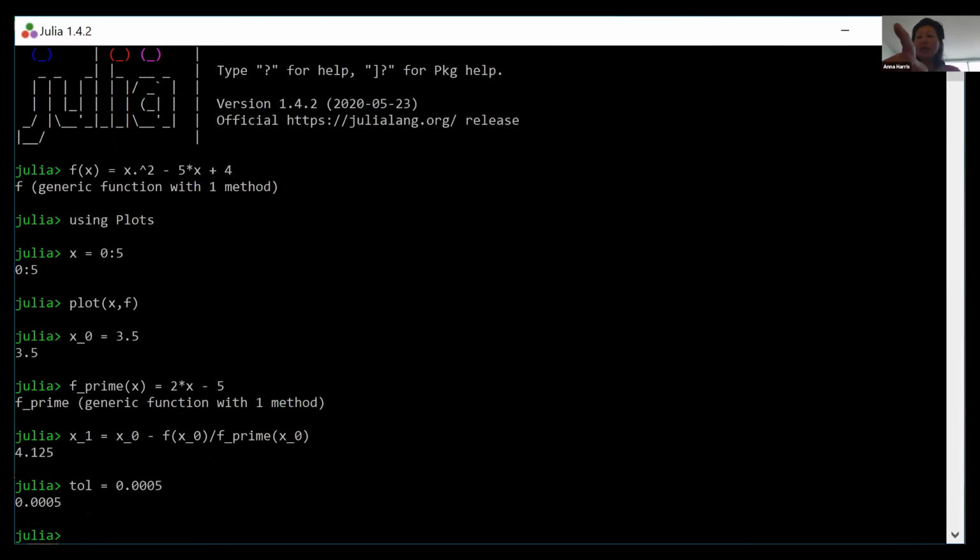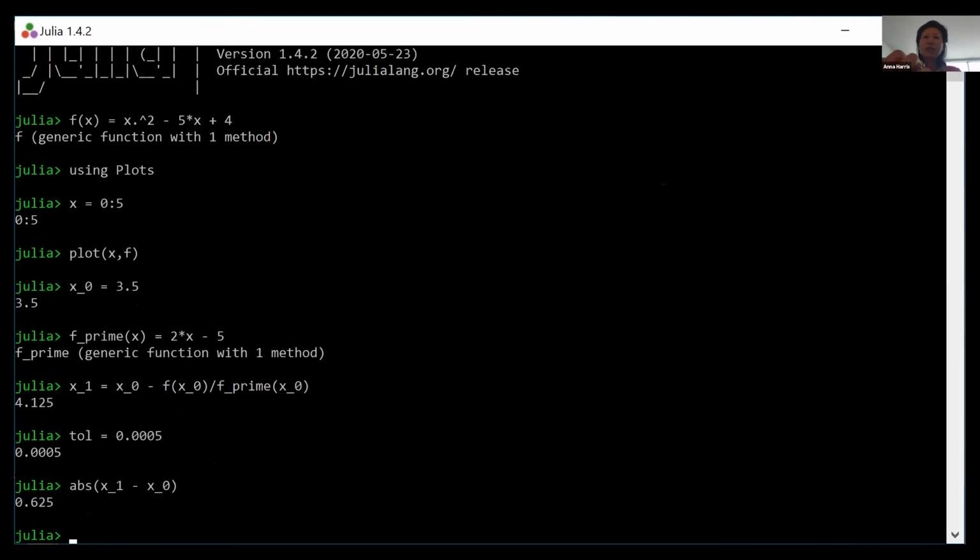So now let's see. I'm going to do the absolute value of x1 minus x0. I want to know what that number is. The difference is 0.625. That is not close enough, because I want that number to be less than 0.0005. The difference is definitely too big, so I'm going to do another iteration.